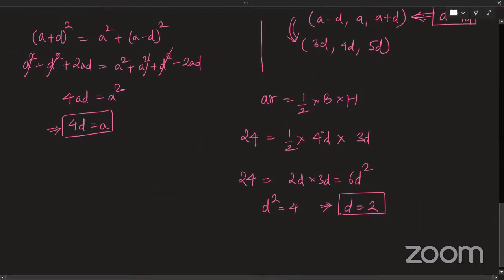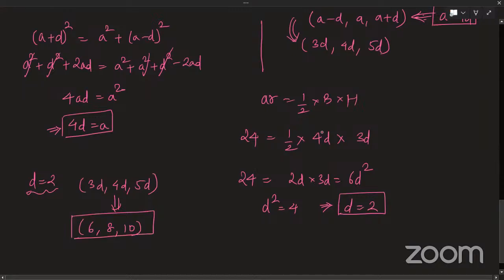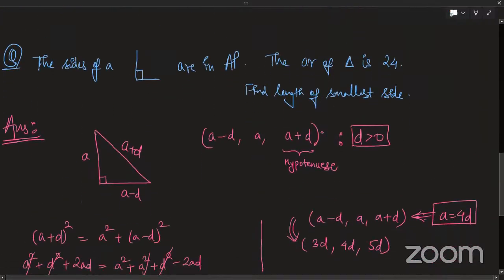D is equal to 2. And I had found out that my lengths of sides are 3D, 4D, and 5D, right? So can you tell me what are my lengths of sides? 6, 8, and 10. So the question is asking me, find the length of the smallest side.